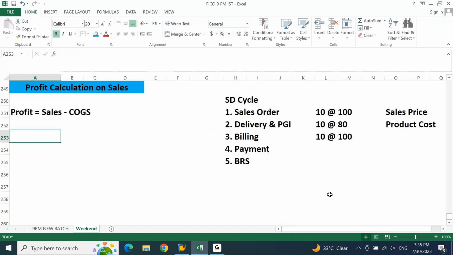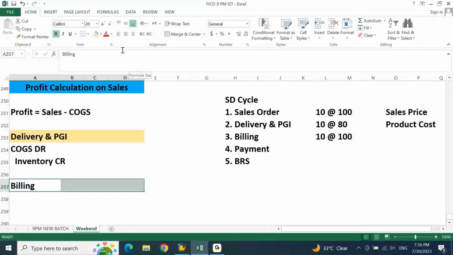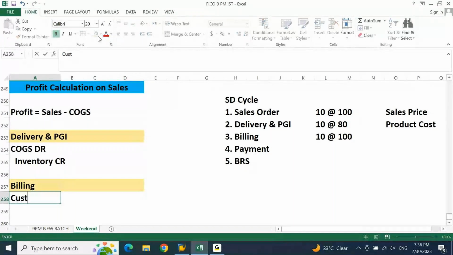Now when I write the accounting entry here, first one is your delivery and PGI. During this delivery and PGI, there is one accounting entry. We assume that the accounting entry will be COGS debit, inventory credit. Correct? And there is something called billing. During billing also there is another accounting entry. This will be customer account debit, sales account credit.